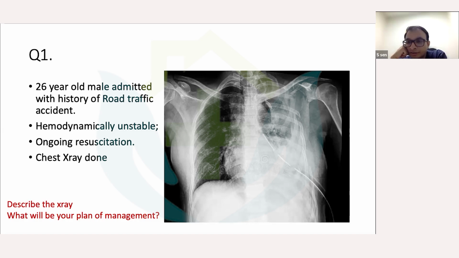Any other salient feature? Any other thing you want to mention about the chest X-ray? You mentioned hemothorax, a chest tube, some pneumomediastinum. I'll give you ten seconds more time. Rib fractures. Which side? Rib fractures on the left side, and I can see a scapular fracture if I'm not wrong. Good. Rib fracture, please mention.